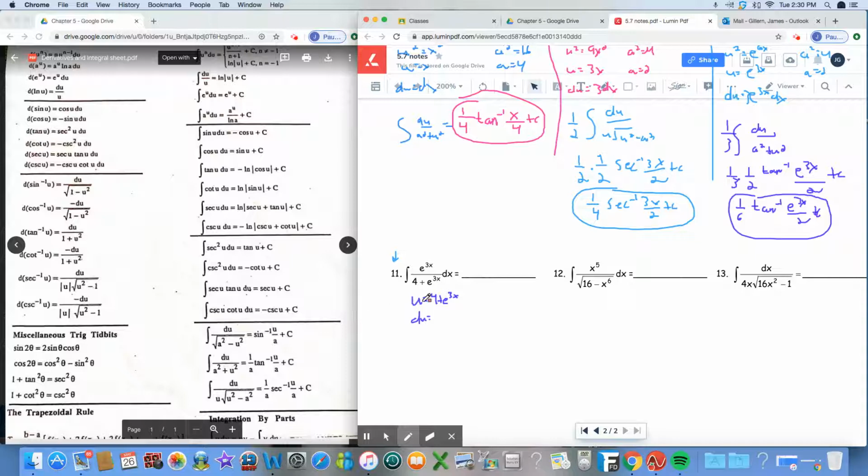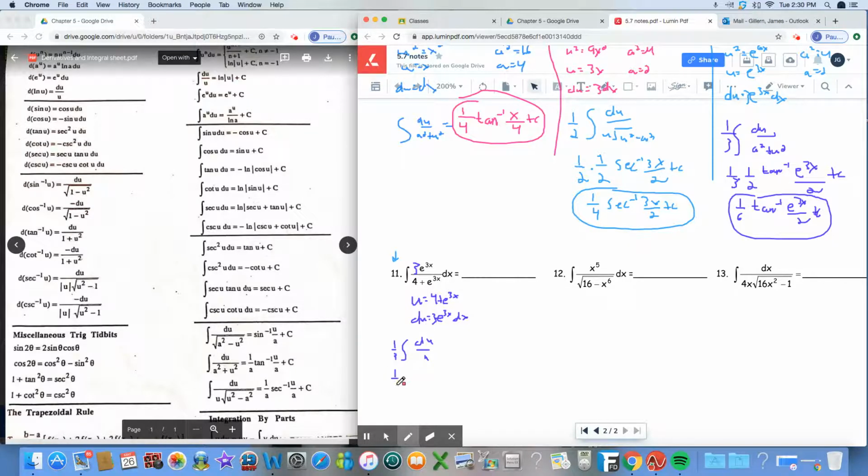It's e to the u du. So it's e to the 3x times 3 dx, which we just add the 3 there, 1/3 integral. That's all du over u. So this one turns into a nice easy du over u. In case you forget what du over u is, it's right here: natural log of u plus c.